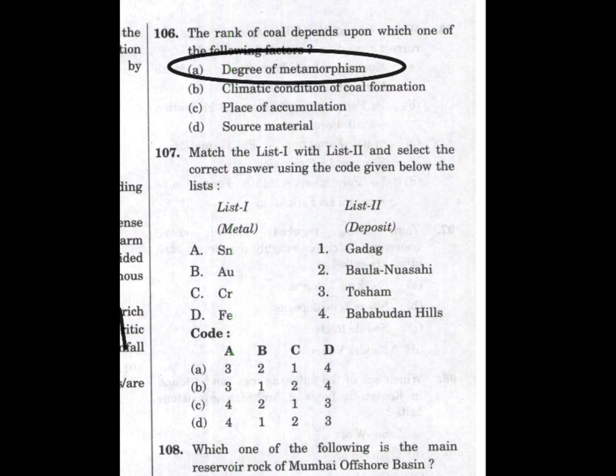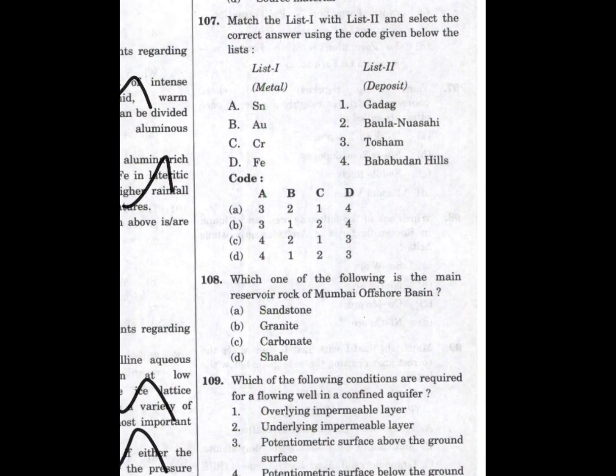Anthracite coals are hard, glassy black coals with highest calorific value and lowest moisture content, as compared to peat, which has very high moisture content and decomposed plant material with low carbon content, mainly used as soil conditioner and fuel. Okay, next one is match list 1 with list 2.